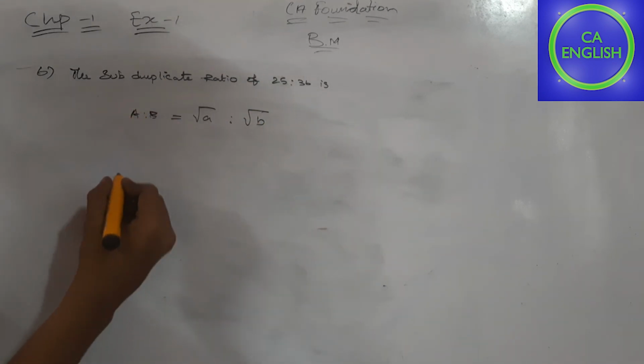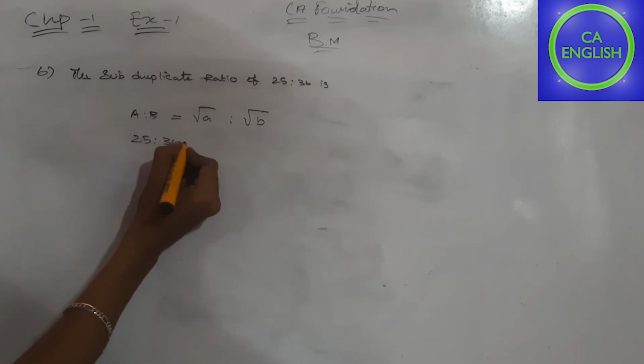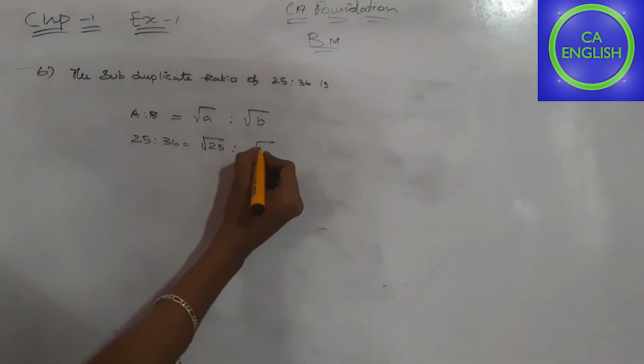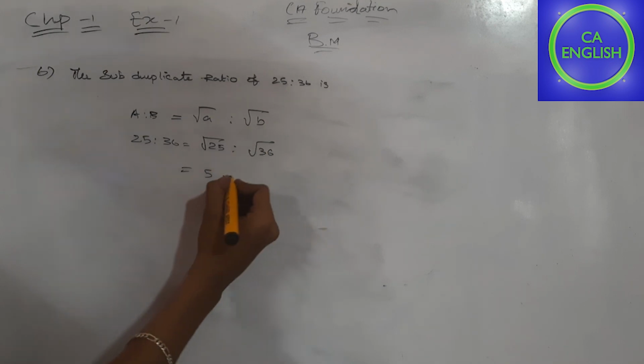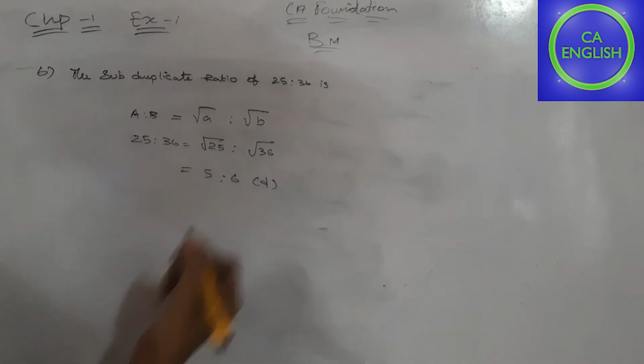Okay, and the given ratio is 25:36, so root of 25 is to root of 36. Root of 25 is 5, and root of 36 is 6, and the answer is option D.